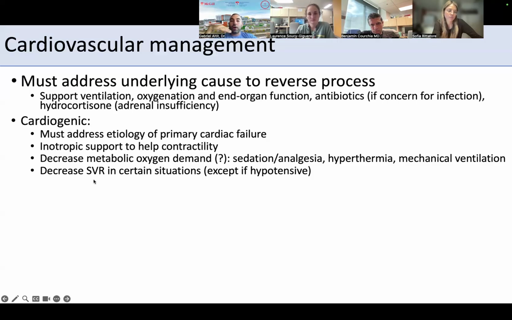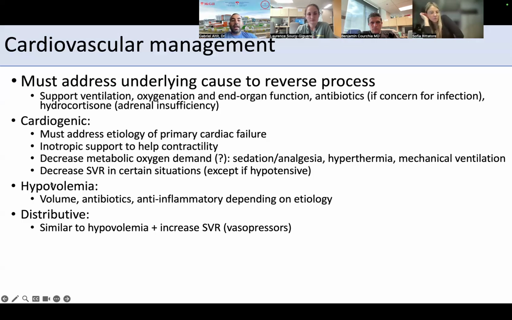Chronically, in the management of chronic heart failure, that's typically something they'll consider. They'll consider agents that will decrease a bit the afterload, like ACE inhibitors or angiotensin receptor blockers. But that's for really patients who have like chronic heart failure. And at that point, our heart failure specialist from cardiology gets involved. Hypovolemia, of course, volume, antibiotics, anti-inflammatory, depending on the etiology.